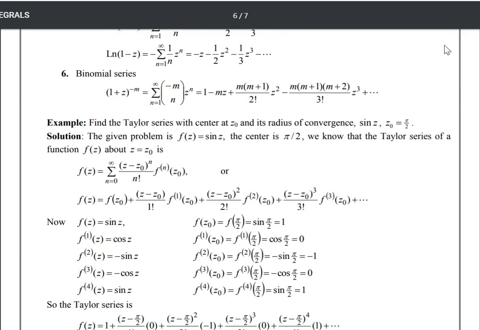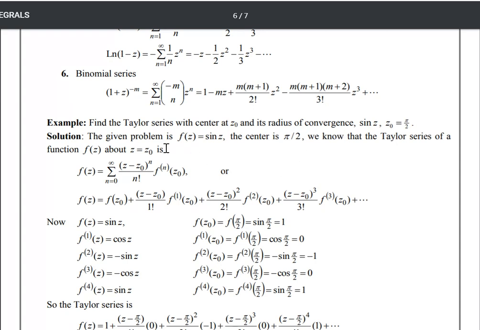Now, how do we find the Taylor series of a complex function? Let us find the Taylor series with center z₀ and also find its radius of convergence, for the function f(z) = sin z, and z₀ is π/2. The given problem is f(z) equal to sin z, and the center is π/2.